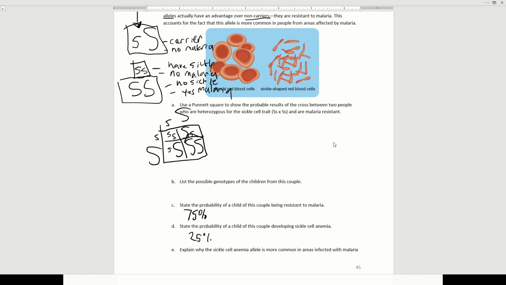That's because anyone like this will probably die of malaria, right? So these people die of malaria. They don't reproduce. These people are more likely to reproduce. So that's why there's more people with sickle cell anemia.